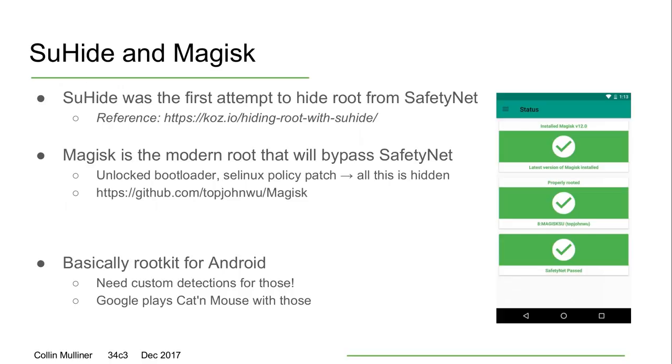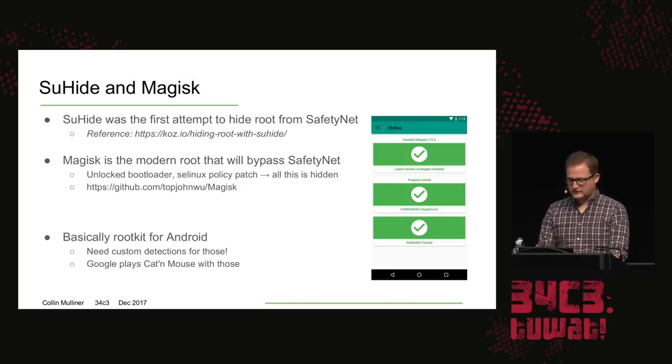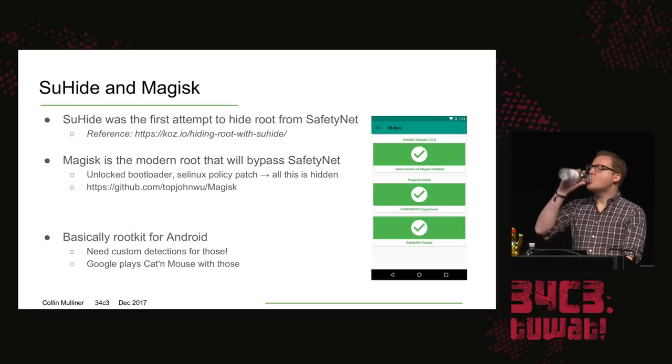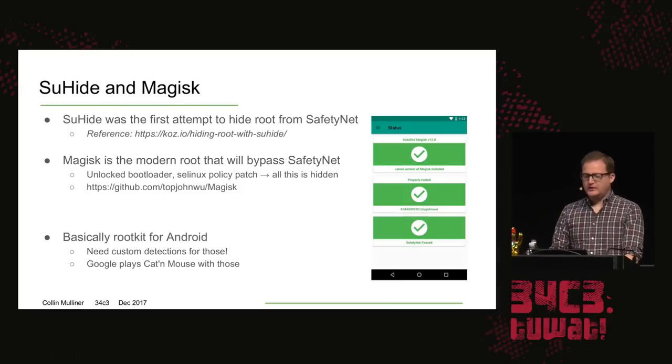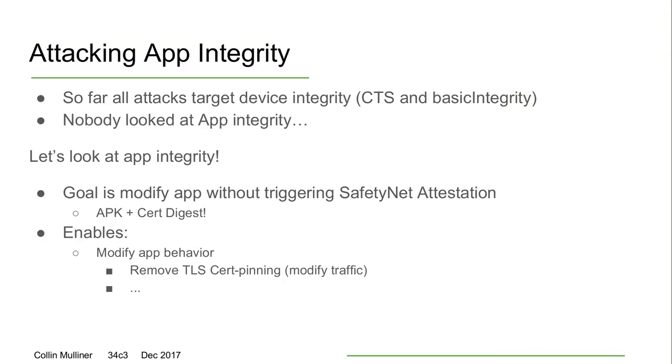a more modern way of basically hiding root. But Magisk is based on unlocking the bootloader and patching SELinux policies and so on. Actually, this is, as far as I know, completely undetectable at the moment, due to SafetyNet actually not running with full system privileges. In this phase, you really have to unlock your bootloader and do heavy modifications, so it's probably not done by a lot of users. Basically, all those tools are real rootkits to hide root from security services on Android. And yeah, Google is playing a nice cat and mouse game. Those two basically just try to hide system modifications or rooting, which is only one aspect of SafetyNet, or the SafetyNet Attestation API. I was more interested in app integrity.